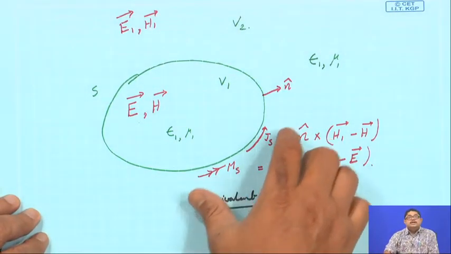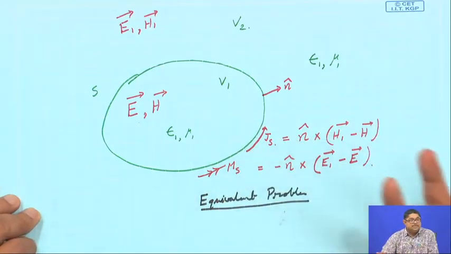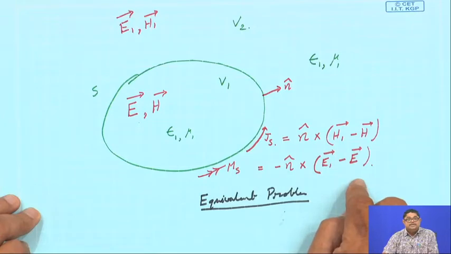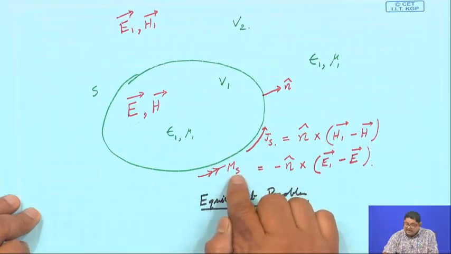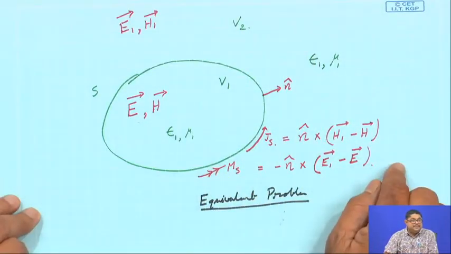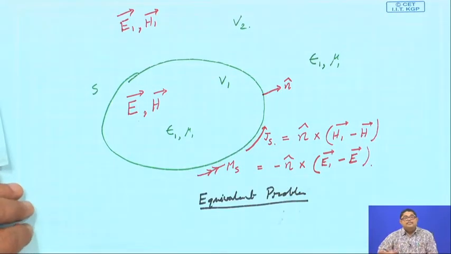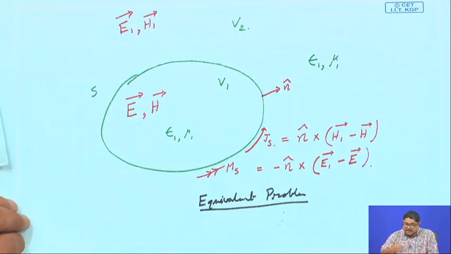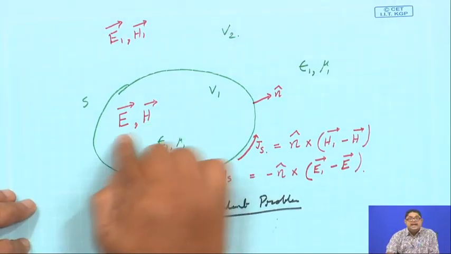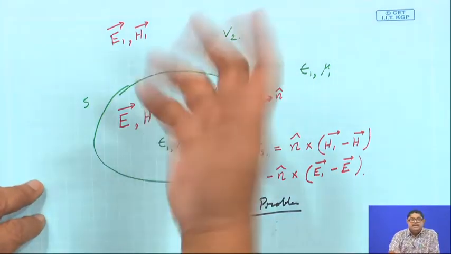So, if both are present, it will be the sum of the fields due to Js and Ms; superposition holds. If only one is present, for a classical wire antenna Ms is 0. The other is that Js is 0 in the case of a classical aperture antenna; in general, everything can be present. Now, there are some engineering shortcuts to these problems: this E and H can be any field. So, without loss of generality, we can say E H can be 0 also.